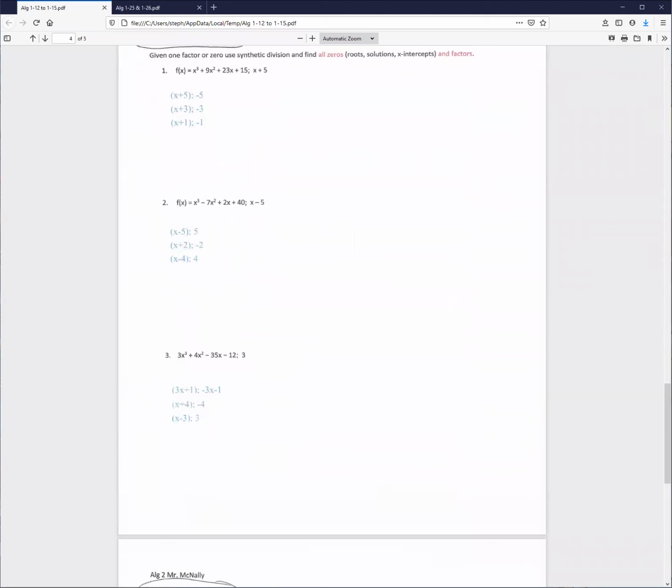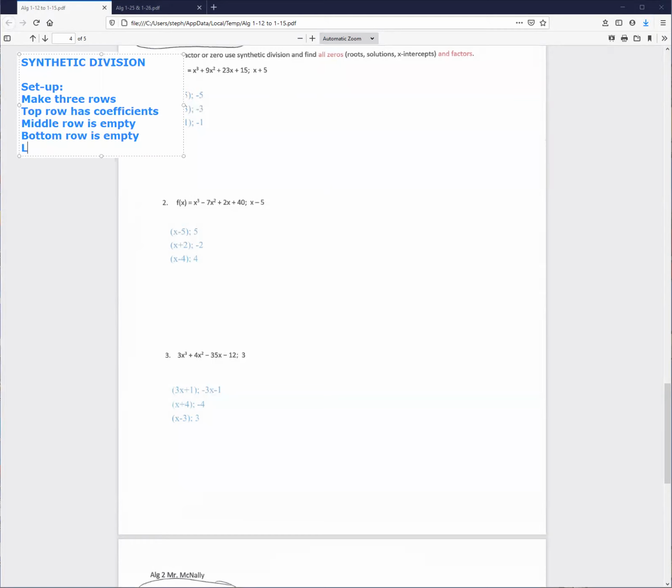So these are going to be a lot more complicated questions because it's asking us to use factors or zeros with synthetic division. So we're going to have to talk about how to do synthetic division here. So, steps for synthetic division. First of all, the setup. You're going to make 3 rows. The top row has the coefficients that you're dividing. Middle row is empty. Bottom row is empty for now as well, but you're going to have a line between the middle and the bottom row. Left of the top row, we put a box with the number we're going to divide by. And I'll explain what that means in a moment.